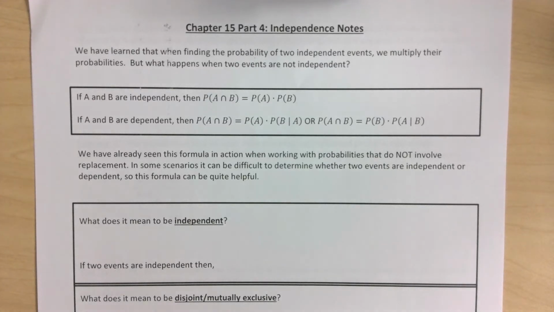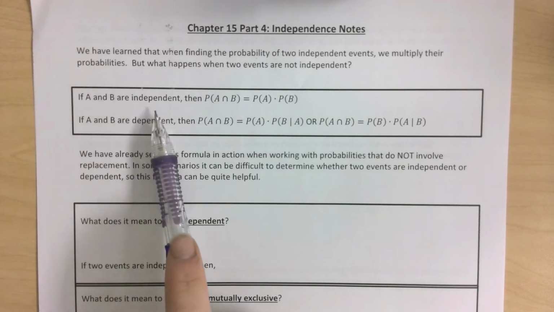Chapter 15, Part 4, we are going to talk about independence. So far we have learned that when finding the probability of two independent events, we multiply their probabilities. But what happens if the two events are not independent?